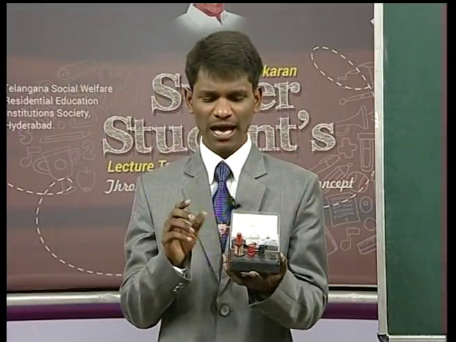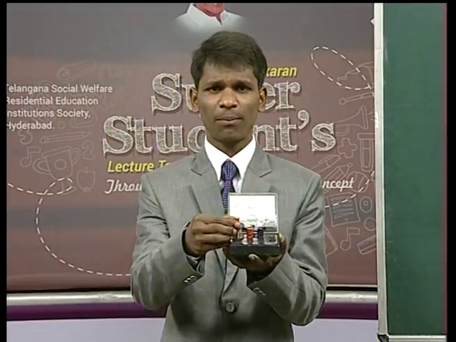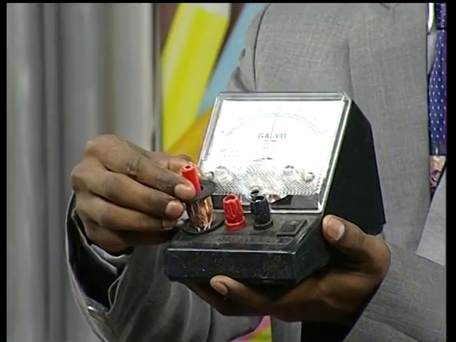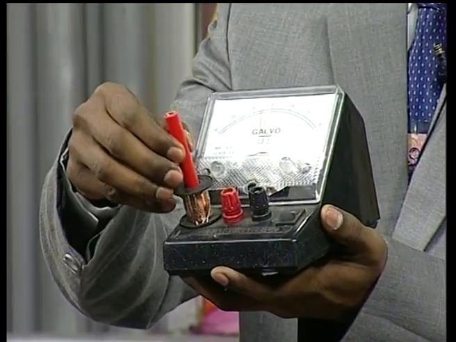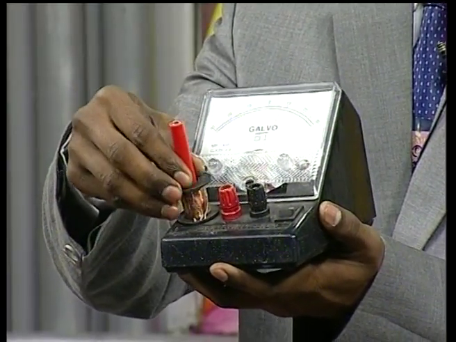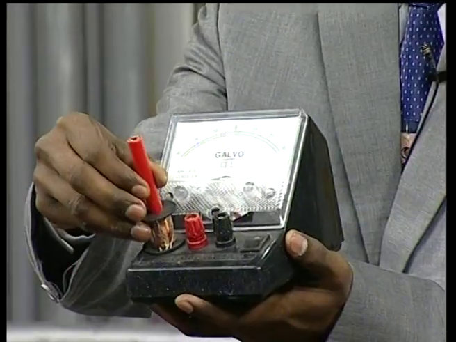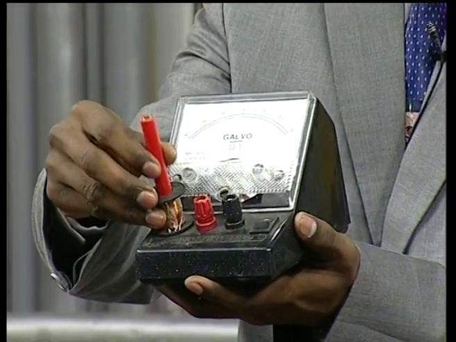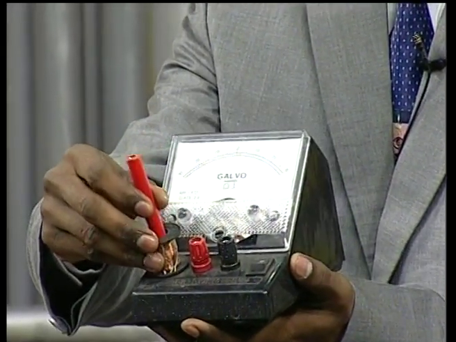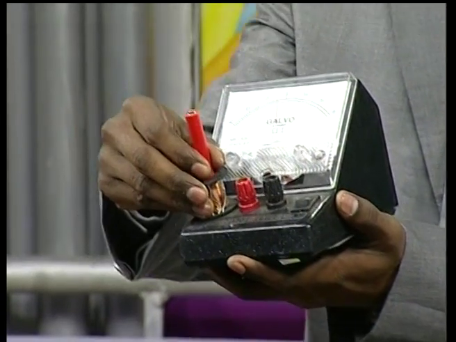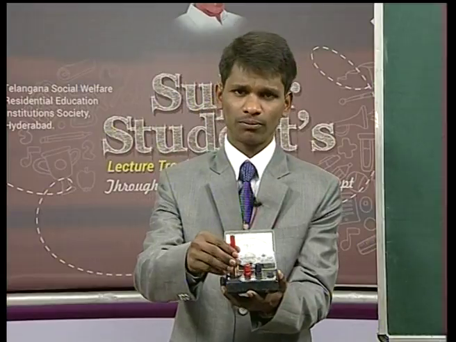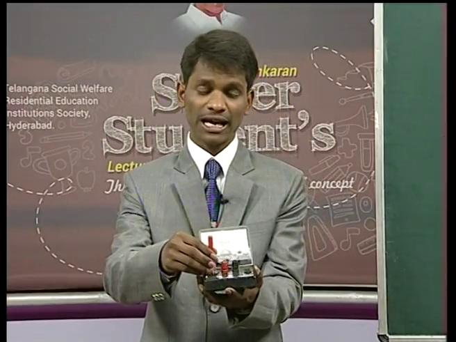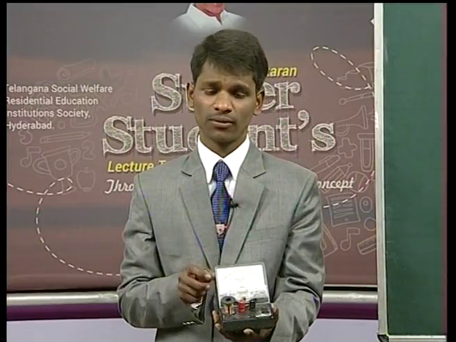Sweros, now I am moving this magnet up and down in the coil. What happens? Let us observe. What you observe, friends? Yes, the galvanometer is showing deflection. Friends, by this we can conclude that when the magnet is in motion, the galvanometer shows deflection.